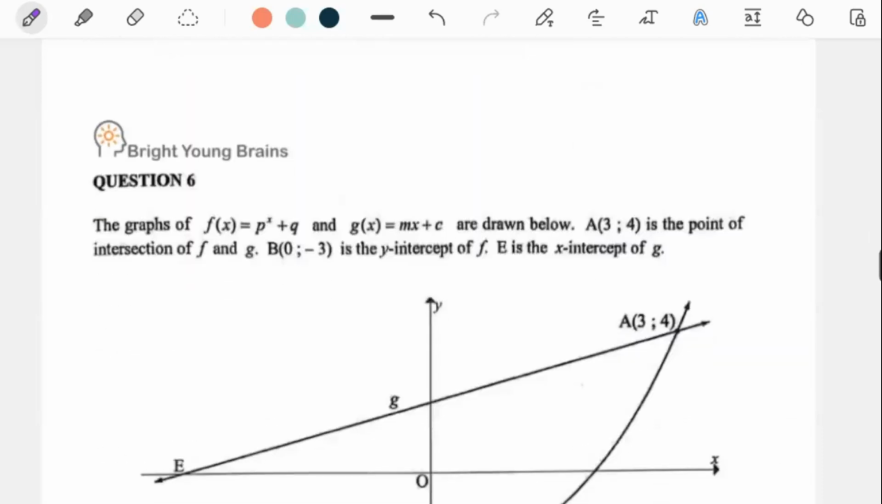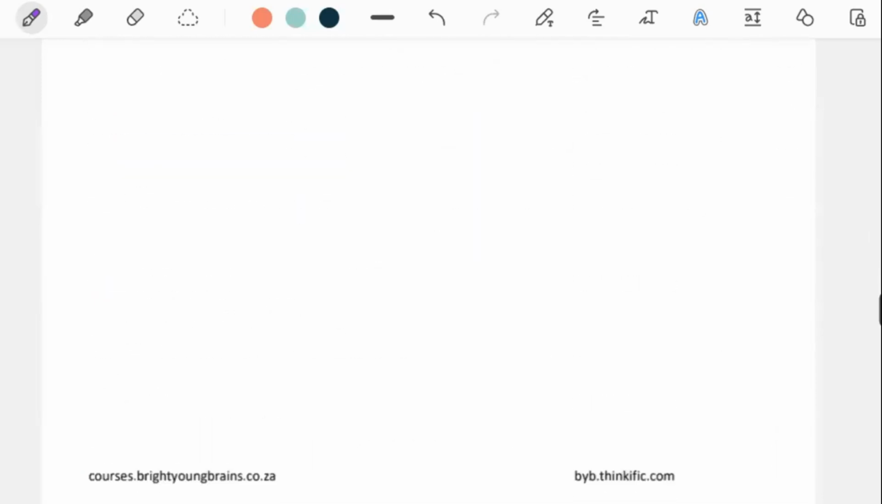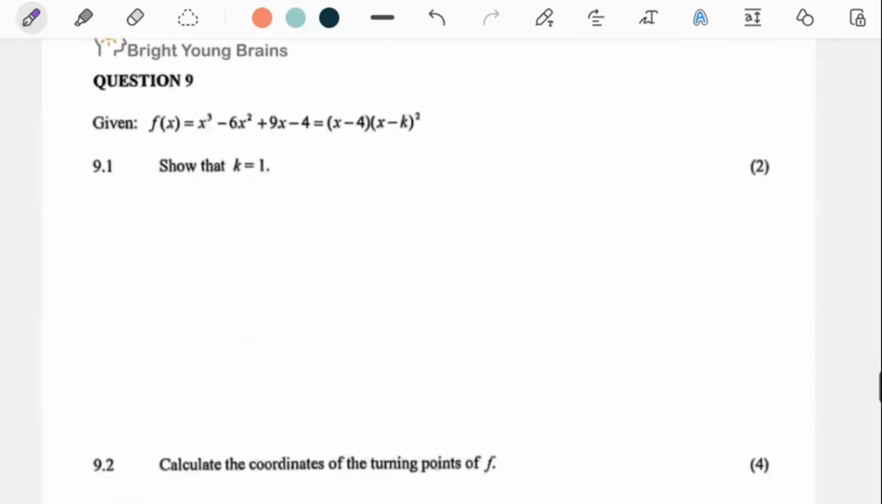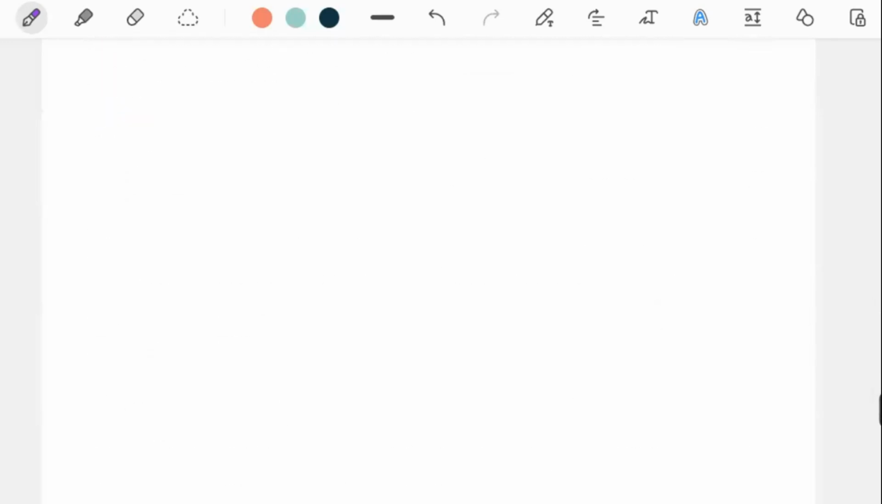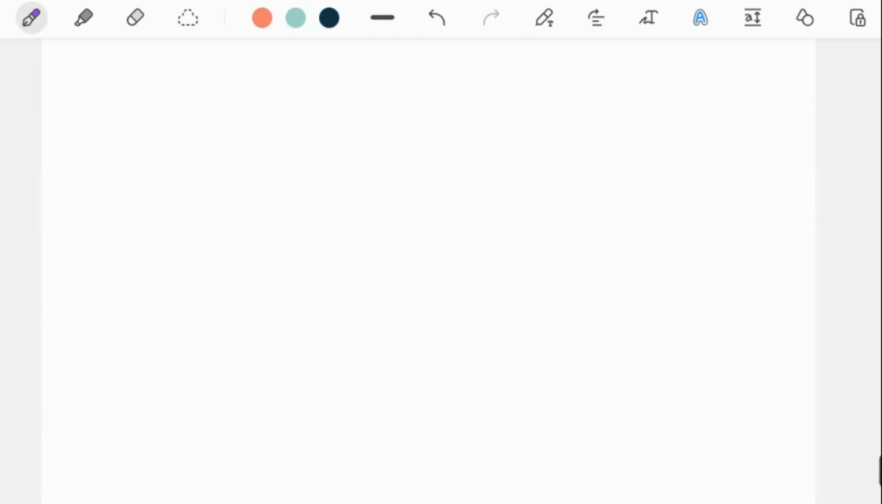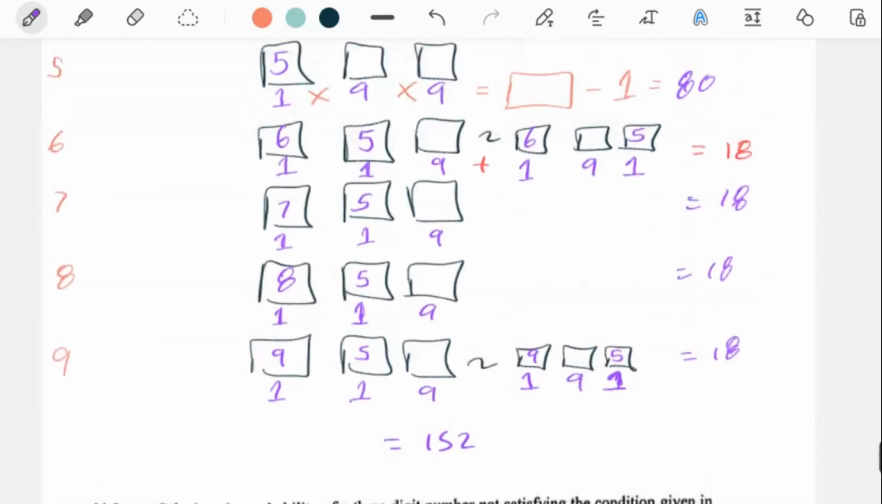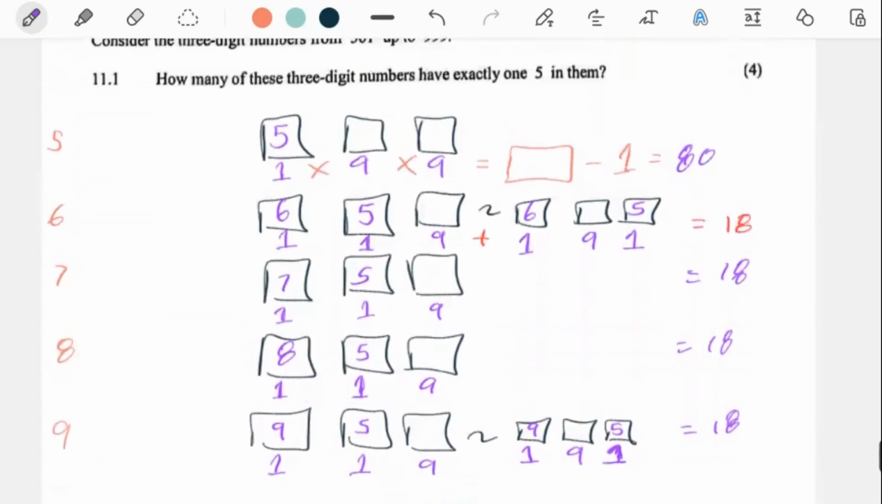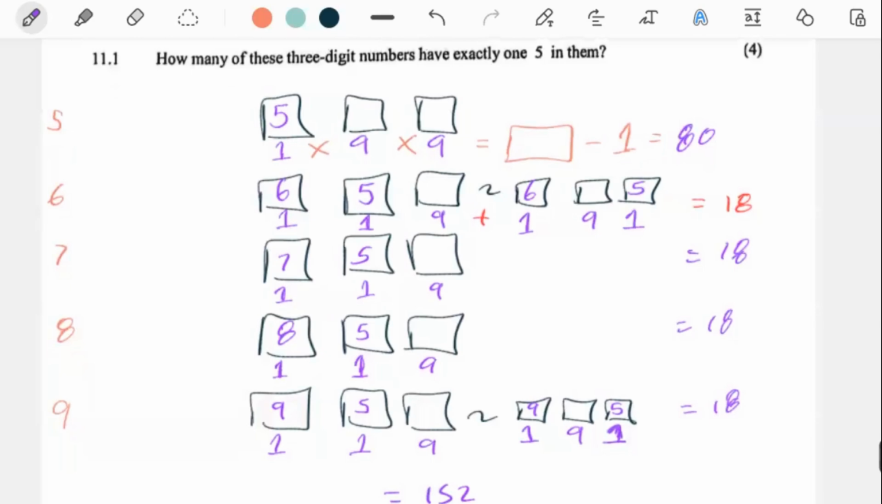Funny enough, yesterday I had actually attempted to start with this paper. Question 11 proved to be a bit difficult, so I left the whole paper, and this morning I woke up and attempted the paper again. So as you can see, I already went through question 11.1. Now I can imagine all we need is an explanation as to how I got to the answer 152. So let me just remove everything.